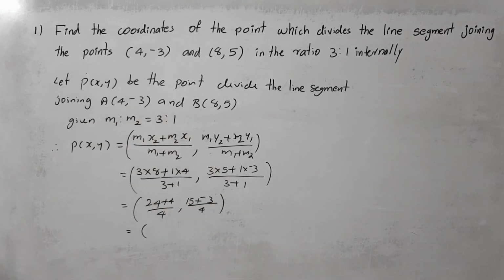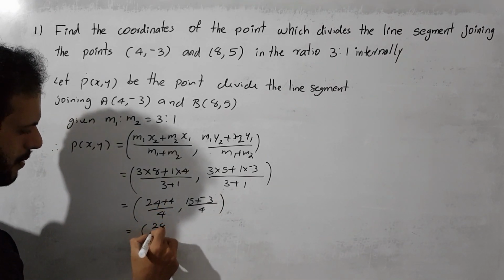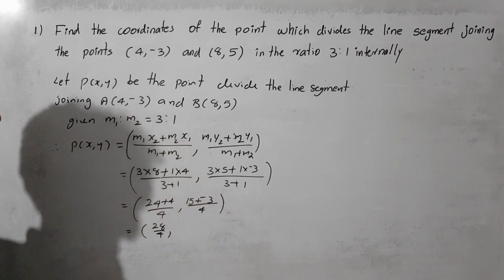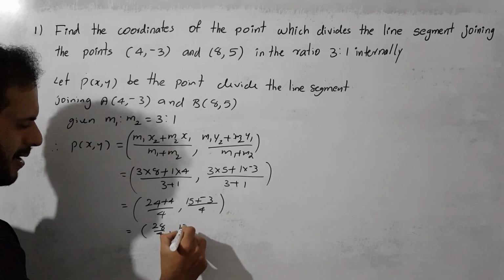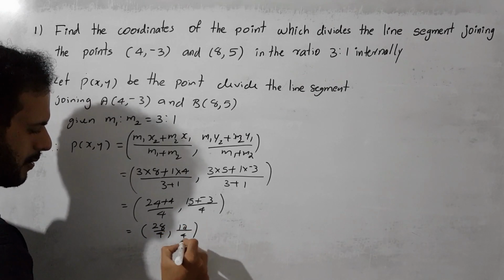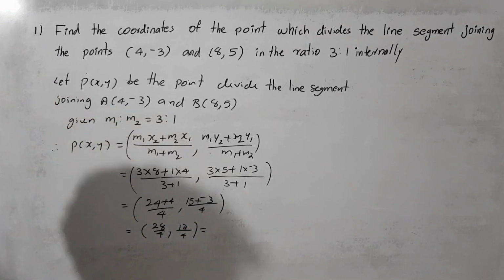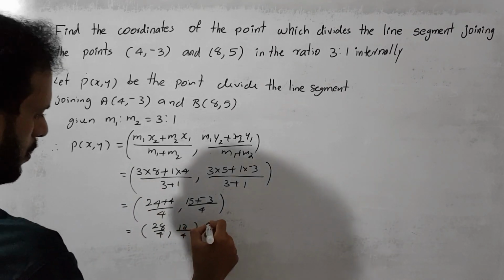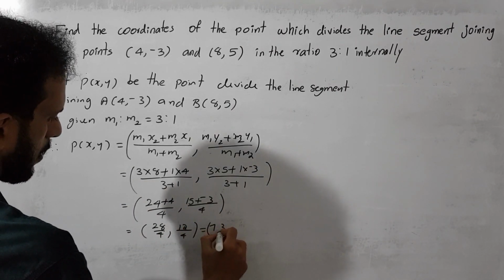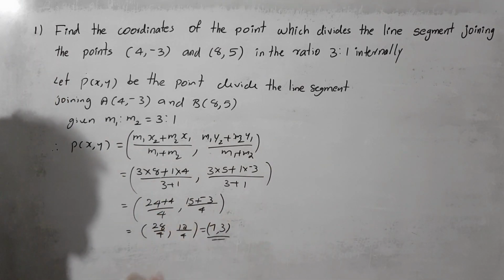Then is equal to 24 plus 4, which is 28, by 4, comma, 15 plus minus 3, that is 12, by 4. Then what do we get? 28 by 4 is 7, correct? And 12 by 4 is 3. Then what is the coordinate of the point? The coordinate of the point is (7, 3).